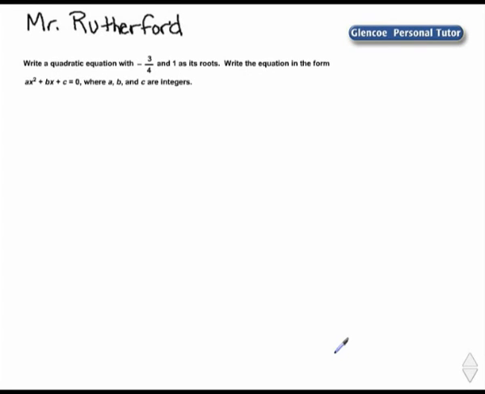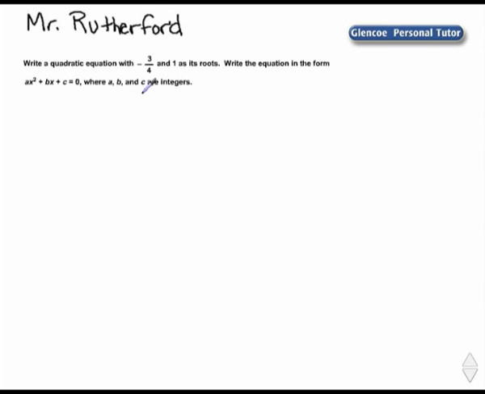In this problem, we will learn to write an equation given roots. Write a quadratic equation with -3/4 and 1 as its roots. Write the equation in the form ax squared plus bx plus c equals 0, where a, b, and c are integers.